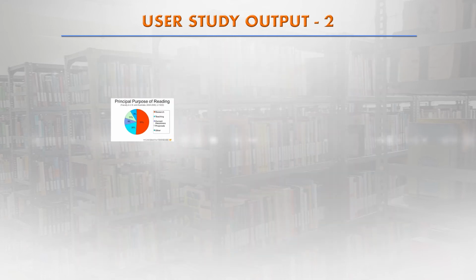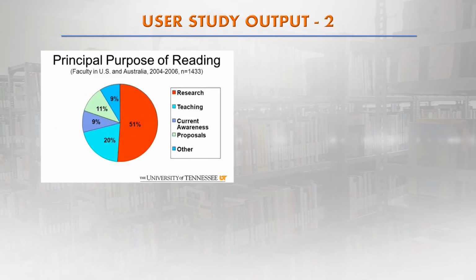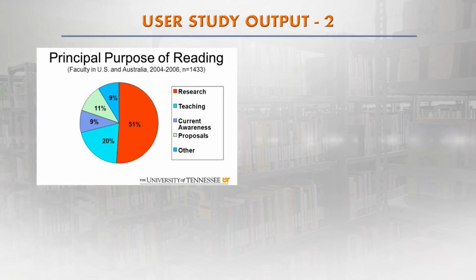Now, this is another example which I have received from the University of Tennessee, where they conducted a very elaborate user survey and found the principal purpose of reading, why people are reading: for research purpose, teaching purpose, or awareness building purpose. Such information helps our library to think. For example, if your library is used mainly for research, as is evident, you should invest more in research publications and all those things.